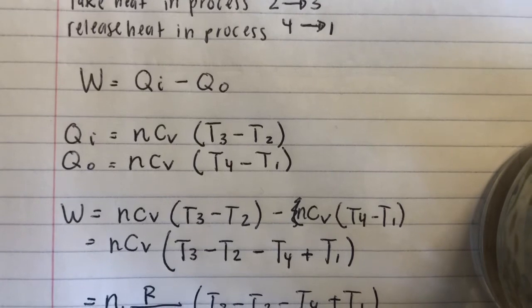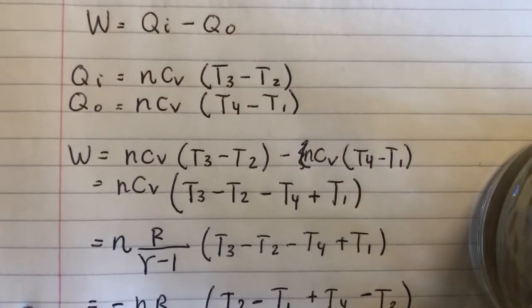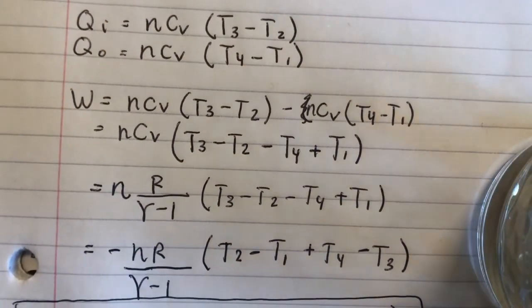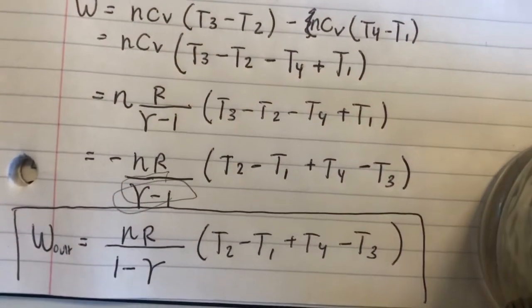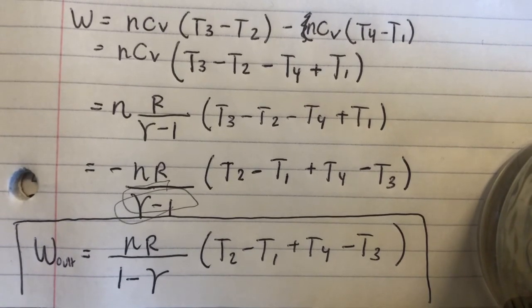So I plugged everything in, and then I took nCv out, and then you're given this. And then to recall that Cv is equal to R divided by gamma minus 1. So you get this, and it's almost similar to what we need to get, but not quite. So what you're going to have to do is take out the negative sign. And then once you take the negative sign out, you plug it back in down here. And then once you do that, you are given this, and that is the answer.